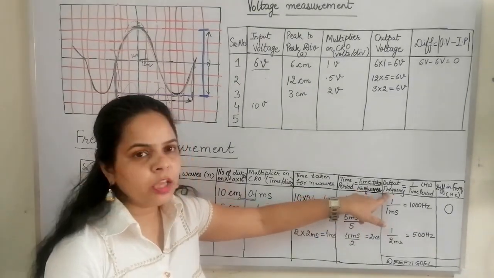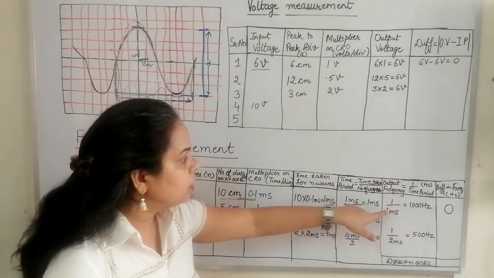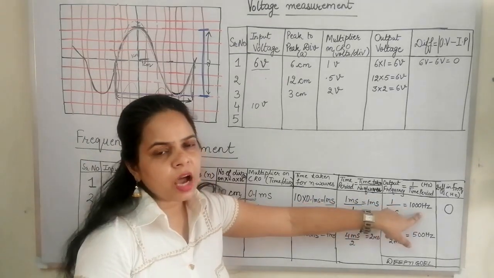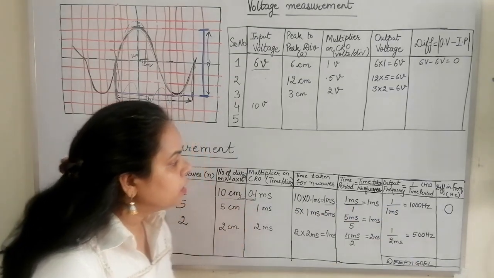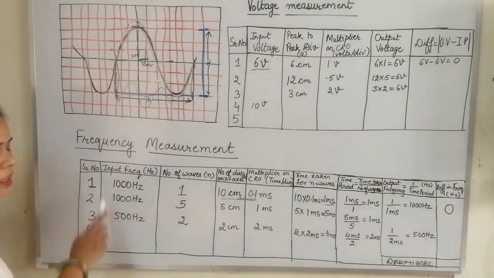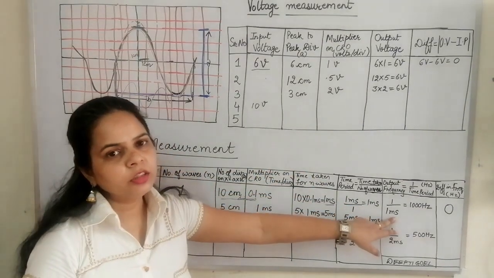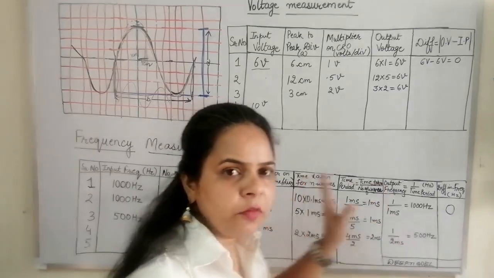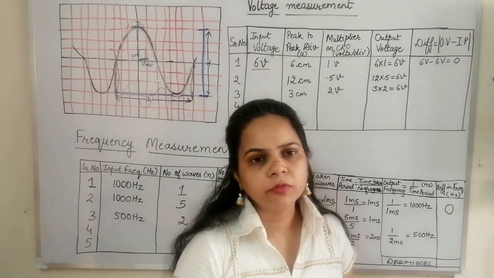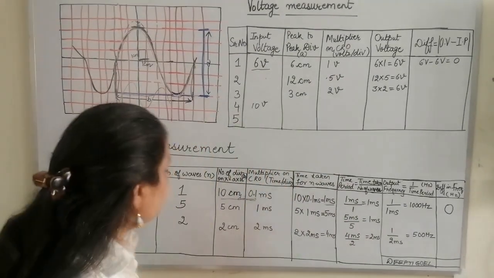And you know that frequency is 1 upon time period, which is in hertz. So the frequency will be 1 upon 1 millisecond, that will be 1000 hertz. So the input frequency that you had given to the CRO was 1000 hertz, and the output frequency that you got is 1000 hertz. So taking the difference of the output frequency and input frequency, we could find the difference in the values of these frequencies that you are noting in the CRO.